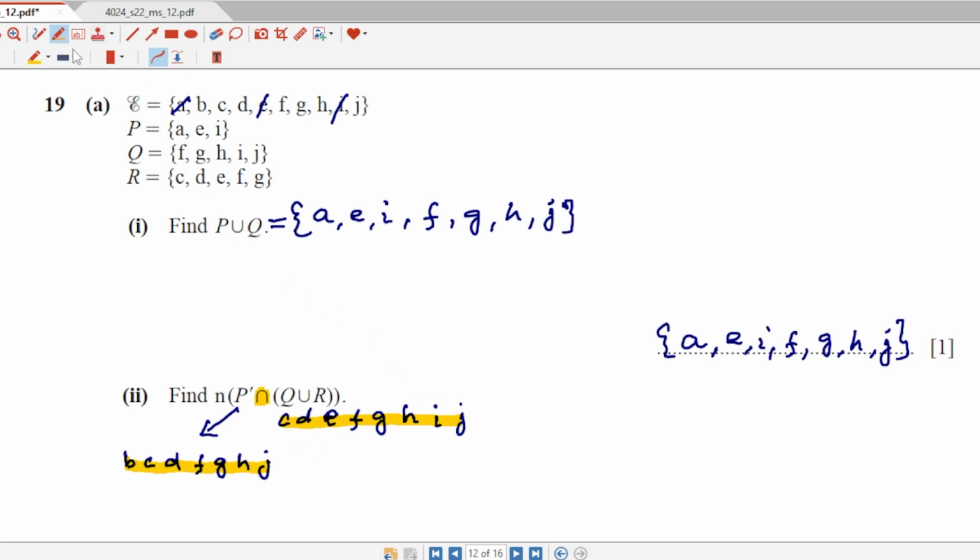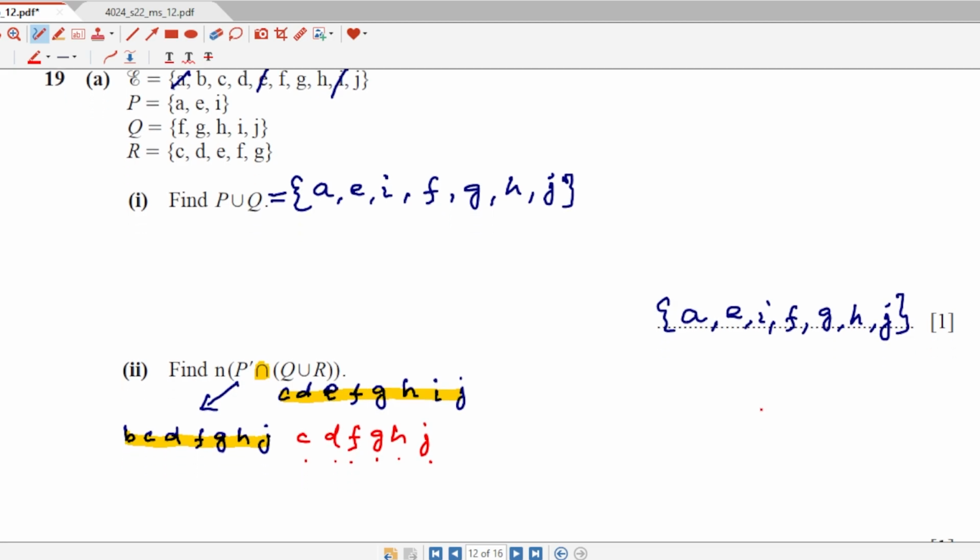Now there is an intersection between this answer and the first answer. Intersection means common. Which elements are common in both P complement and Q union R? B is not common, C is common, D is also common, F is also common, and G is also common, H and J. These are common elements, meaning 1, 2, 3, 4, 5, 6. There are 6 elements which satisfy the given condition, so the answer is 6.